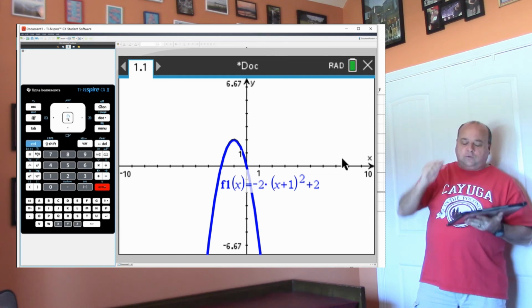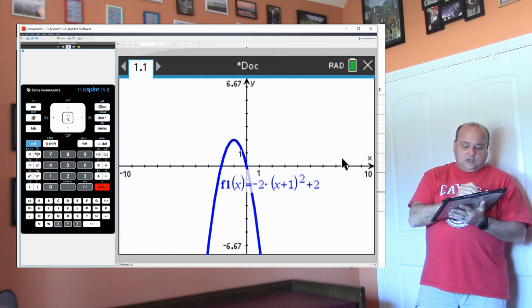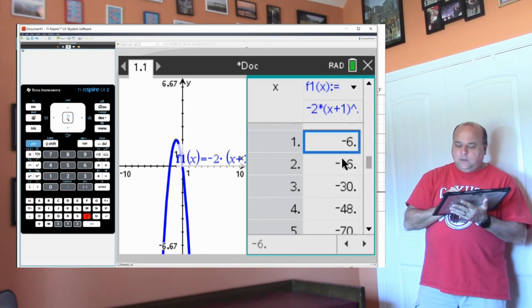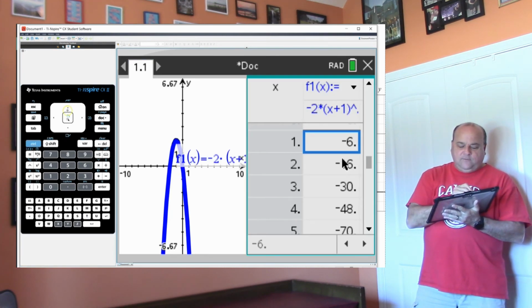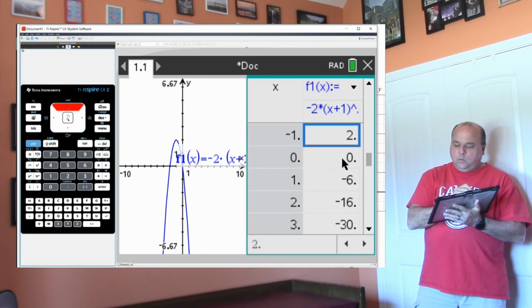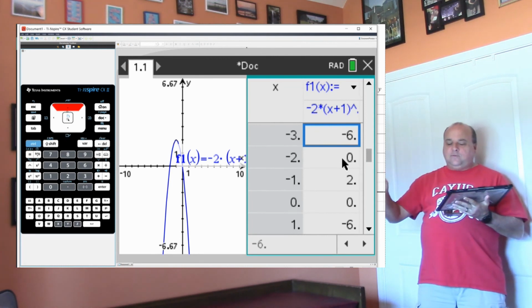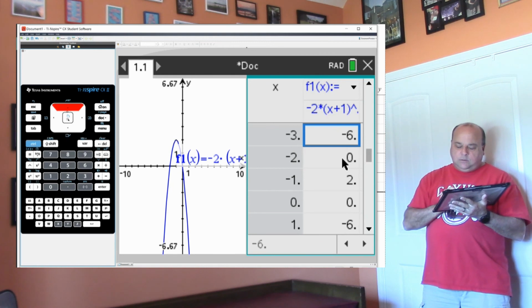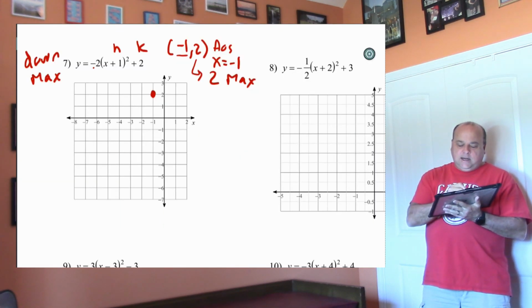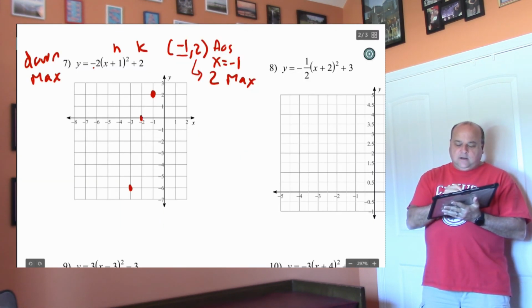It's vertically stretched. So let's hit Control T and get our table. Okay, and we want negative 1. We want that one in the middle, don't we? So these are the ordered pairs we need. Negative 3, negative 6, negative 2, 0. So let's go over here. Negative 3, negative 6, negative 2, 0. And it's going to be symmetrical.